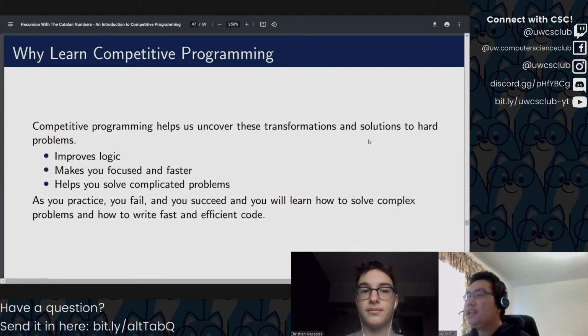And this really takes us back to the question of why learn competitive programming, because competitive programming helps us uncover these transformations and solutions to these hard problems. As they improve your logic, they make you focus and faster, and they help you solve these complicated problems. And as you practice, you fail, succeed, and learn how to solve these problems, as well as learn how to write fast and efficient code.